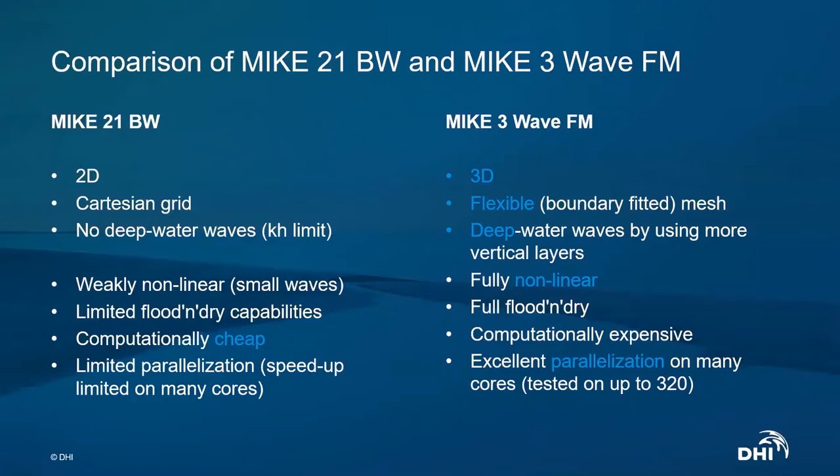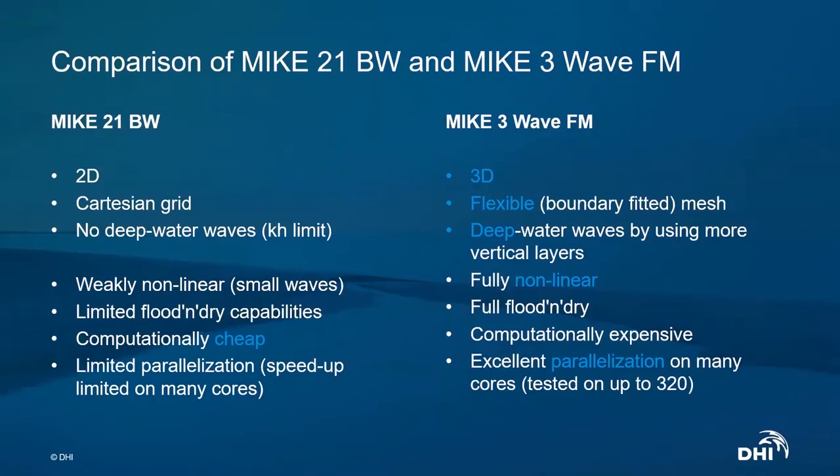But there are cases where you would want to use MIKE 21 BW since it is faster when you look into, let's say, your typical harbor study where you are only interested in some of the wave resonances happening throughout the harbor. In those cases where you don't have deep water waves and you have only weakly nonlinear waves, then you could get away with MIKE 21 BW, which would be computationally cheaper, and it would allow for faster modeling of some of these wave resonance studies.